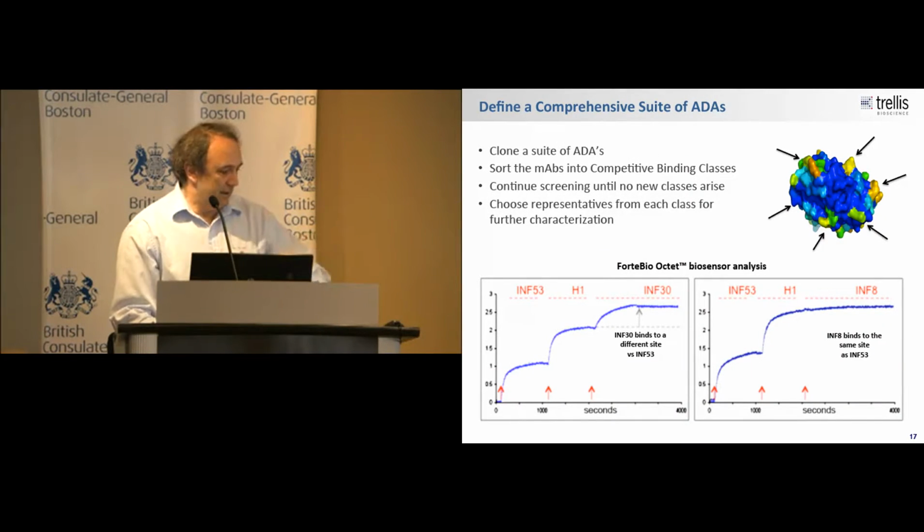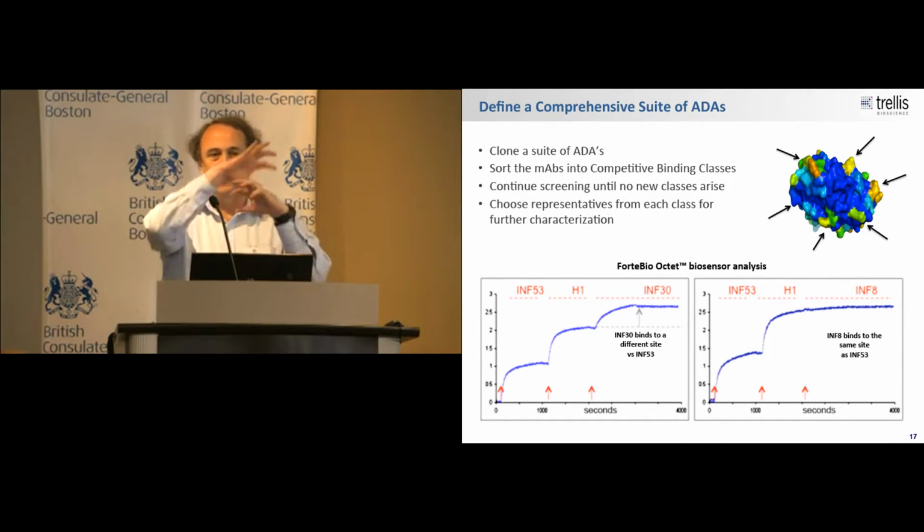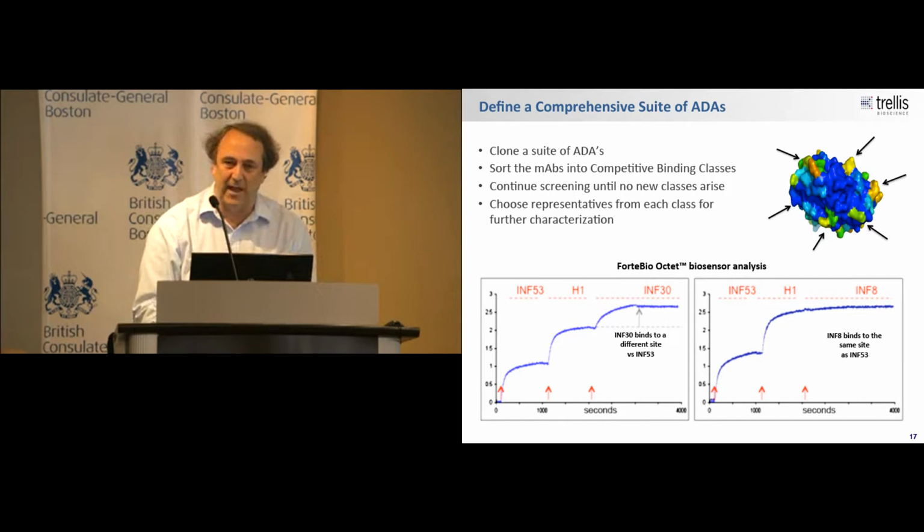And now I want to spend a little bit more time on this question of how do you get a comprehensive suite of antibodies that would march all the way around the surface of the protein. So the simplistic way of doing it is just to brute force it. Let's clone a large number of antibodies, and then we'll test them pairwise against each other for competitive binding. That's pretty easy to do these days with small amounts of antibody that you can get from a quick transient expression of the cloned antibody.